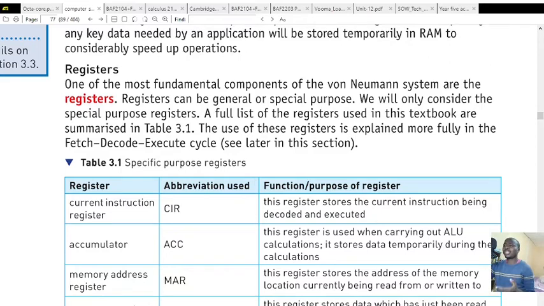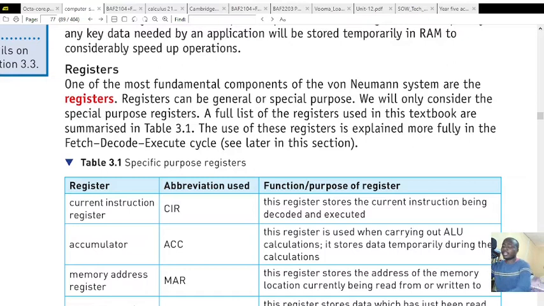Then we have the memory address register, which normally stores the address or the current location of the data being read from or written to. Okay. Then we have the memory data register, or sometimes just called buffer register. This register stores data which has just been read from the memory, or data which is about to be written to the memory. Okay. Then we have the program counter. This one stores the address where the next instruction is supposed to be found.